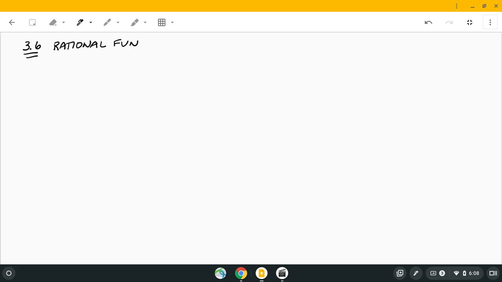Rational functions. Rational, keyword ratio there. So we're talking about functions that are fractions of polynomials. So you have a polynomial over another polynomial. Okay. All right. So rational function.